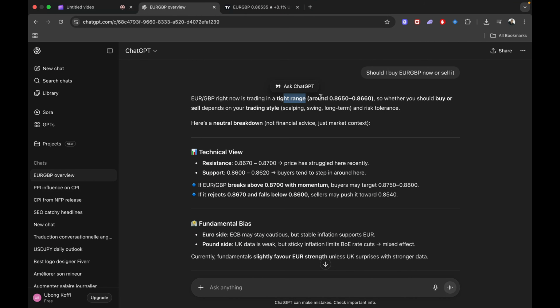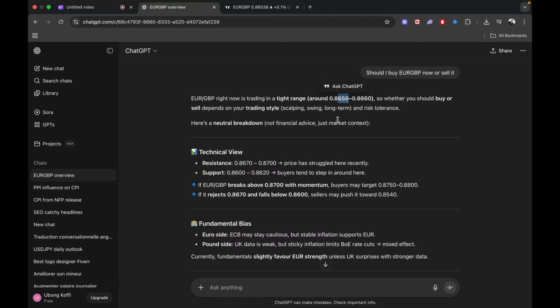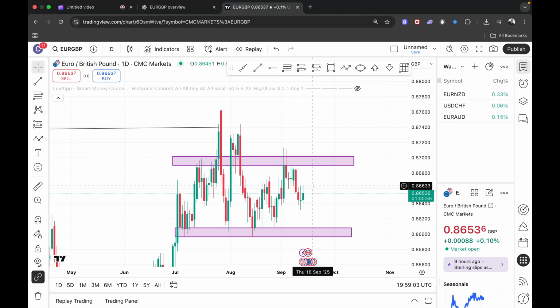You can see there's a tight range around this level, 650, 660. So let's come see on our chart. You can see this is 660. This level is 650, 660. Okay, so this is the current trading range which ChatGPT is identifying, where the candles are all open, this range right now.